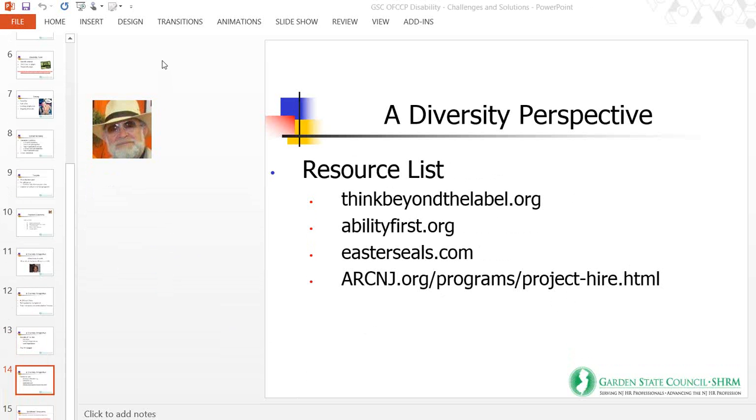Right, and that's where that creative thinking comes in, in terms of really being able to engage all aspects of the potential workforce. Another resource that I didn't list here because I think it's sort of second nature to us is our local SHRM chapters and the Garden State Council, which has a number of innovative programs, particularly with, I know it's slightly off topic, returning veterans and bringing them back into our workforce.